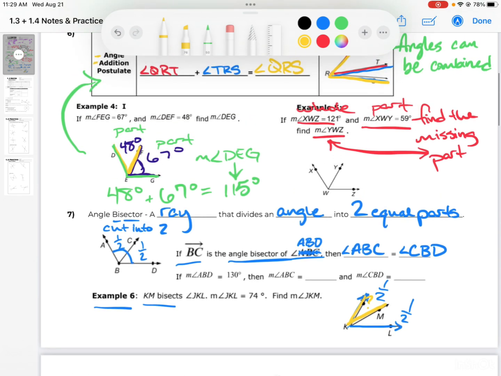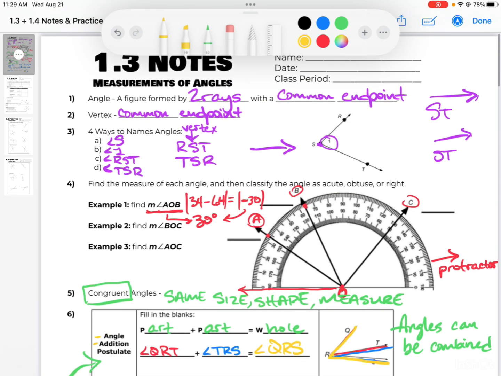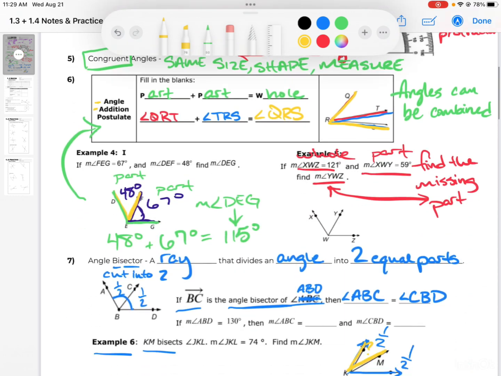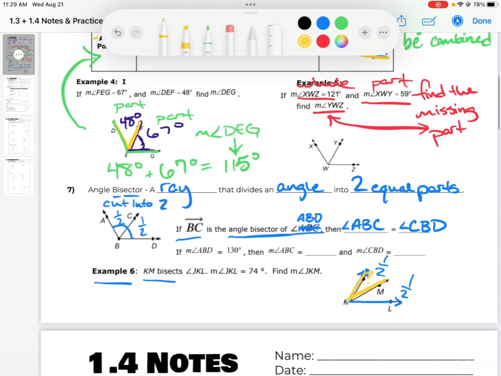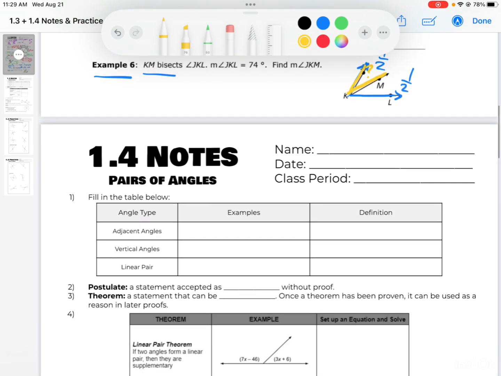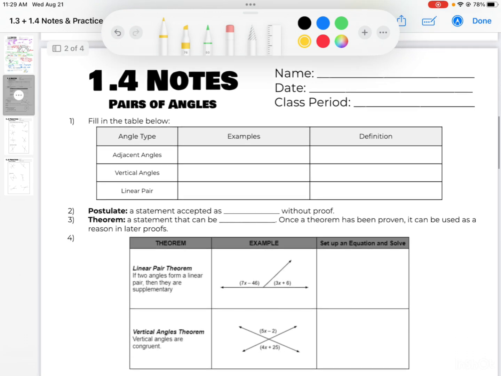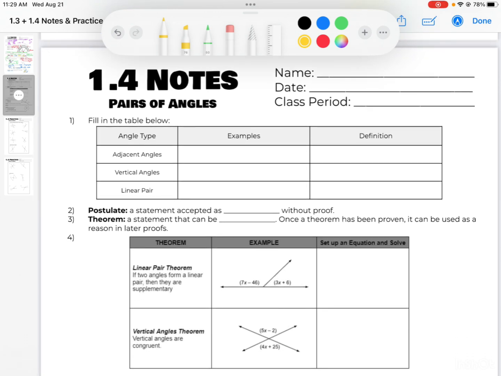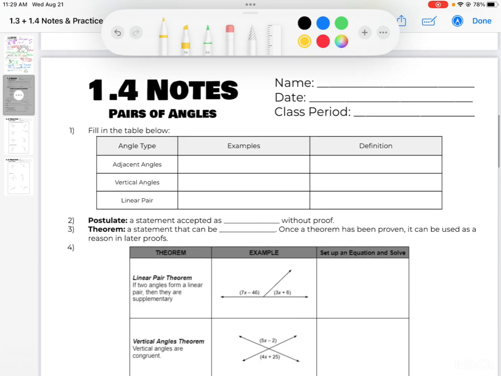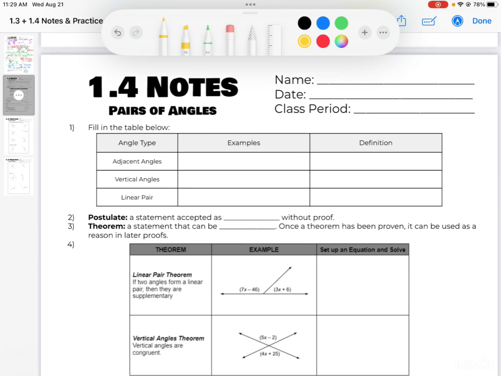That kind of wraps up 1.3, which looking back over it is all about what angles are, how to measure them, and how to find missing pieces of information when you have combined angles. Moving on to 1.4, I'm actually going to make a separate video, that way you can focus on 1.3 if you need to focus on that, or 1.4 if you need to focus on that. So if you got 1.3 and you need help with 1.4, just make sure that you look for the next video specifically about 1.4.